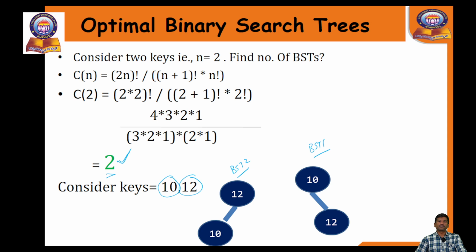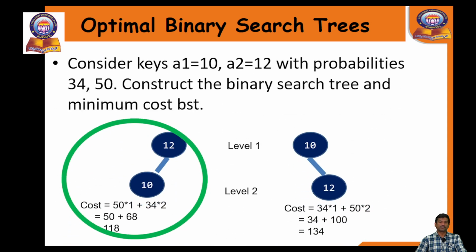This is an introduction related to binary search trees. And what is actually the optimal binary search tree? Given certain keys, consider A1 to be equal to 10, that is node 10, and similarly node 12. And you are also provided with the probabilities.